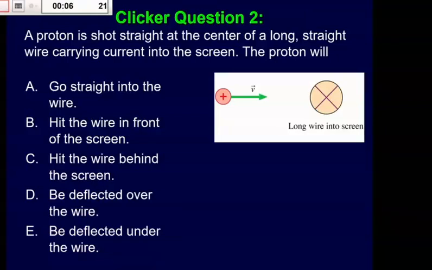So we have a positive charge cruising with some velocity towards a wire. The magnetic field of the wire is going into the page. So I want to know, the proton will do what? Which one of these things will our proton do? So talk about this with your neighbors and see what you think.